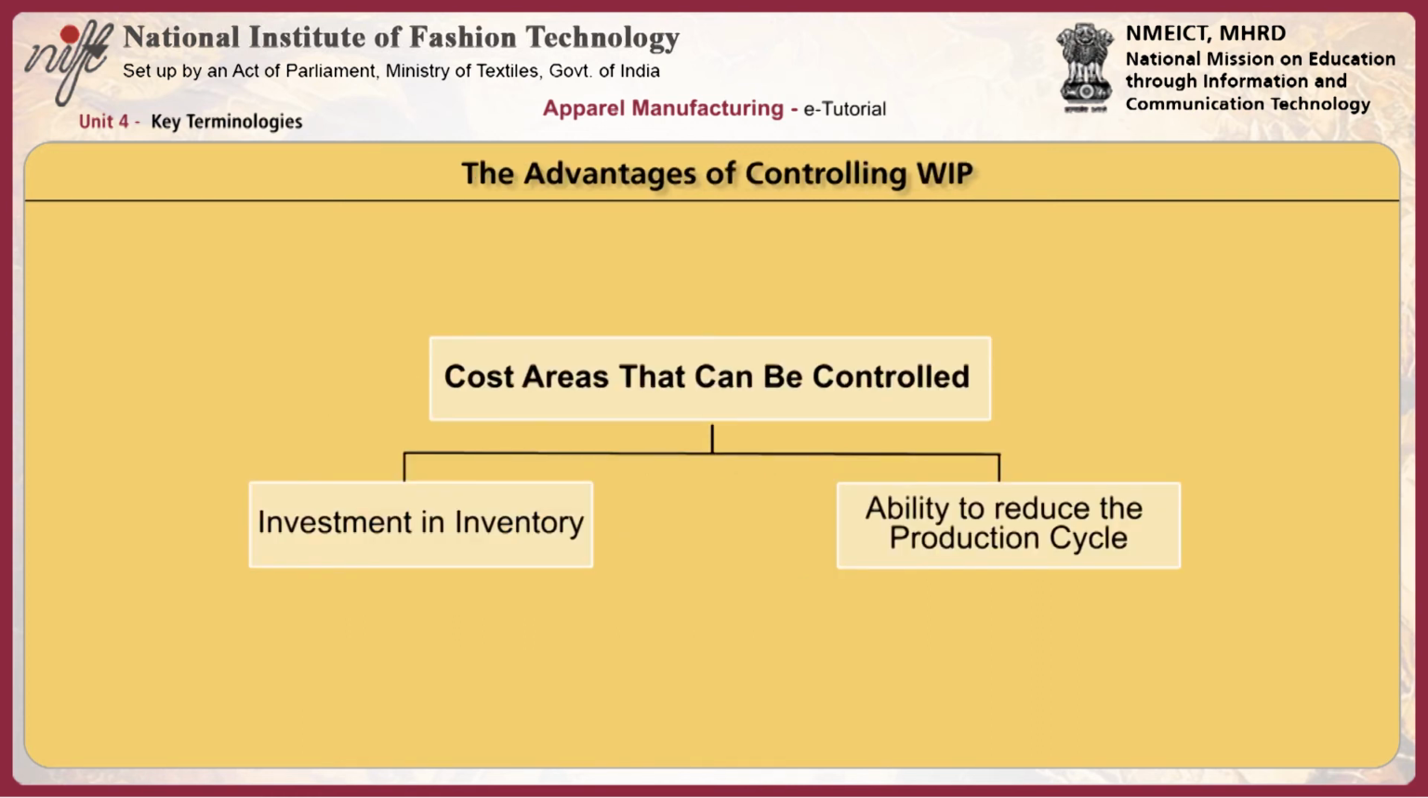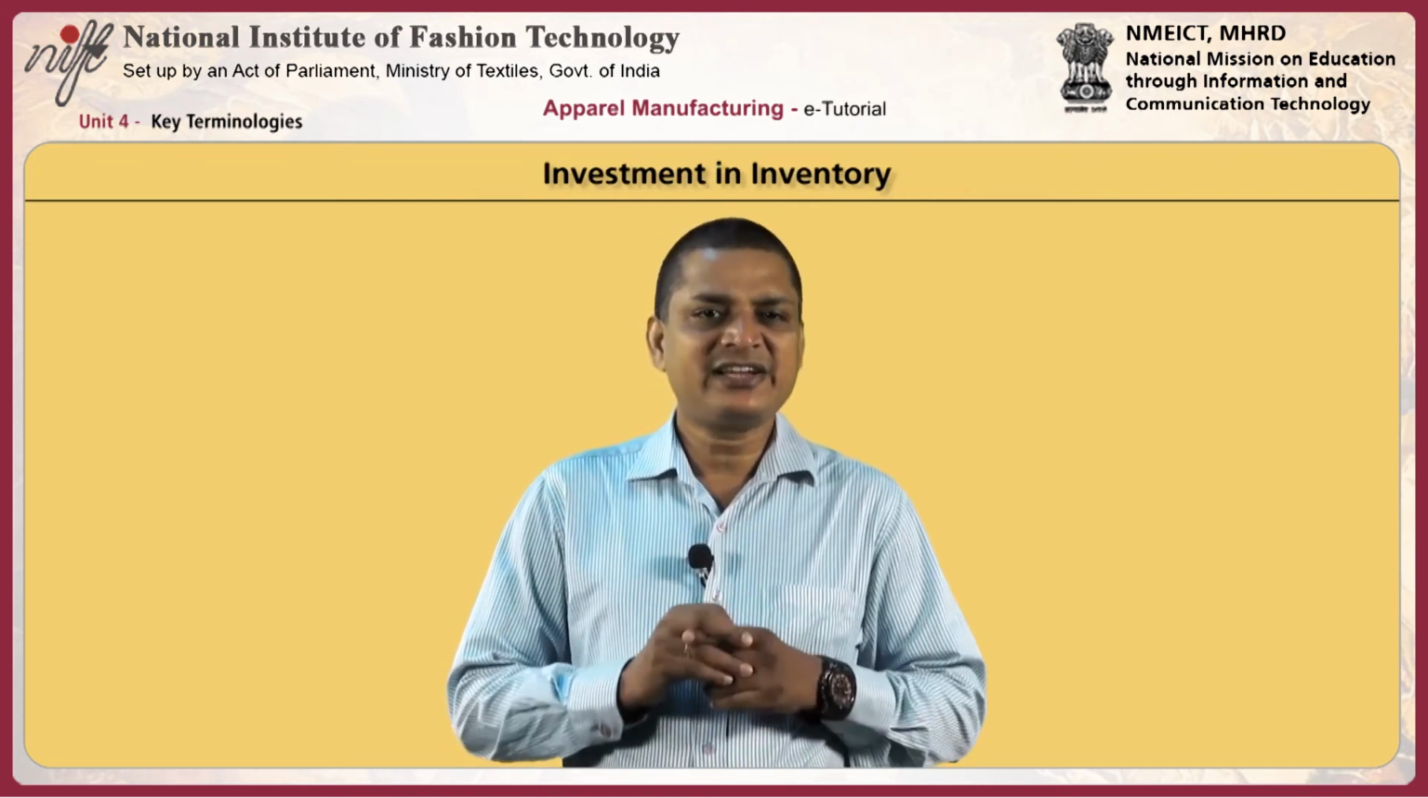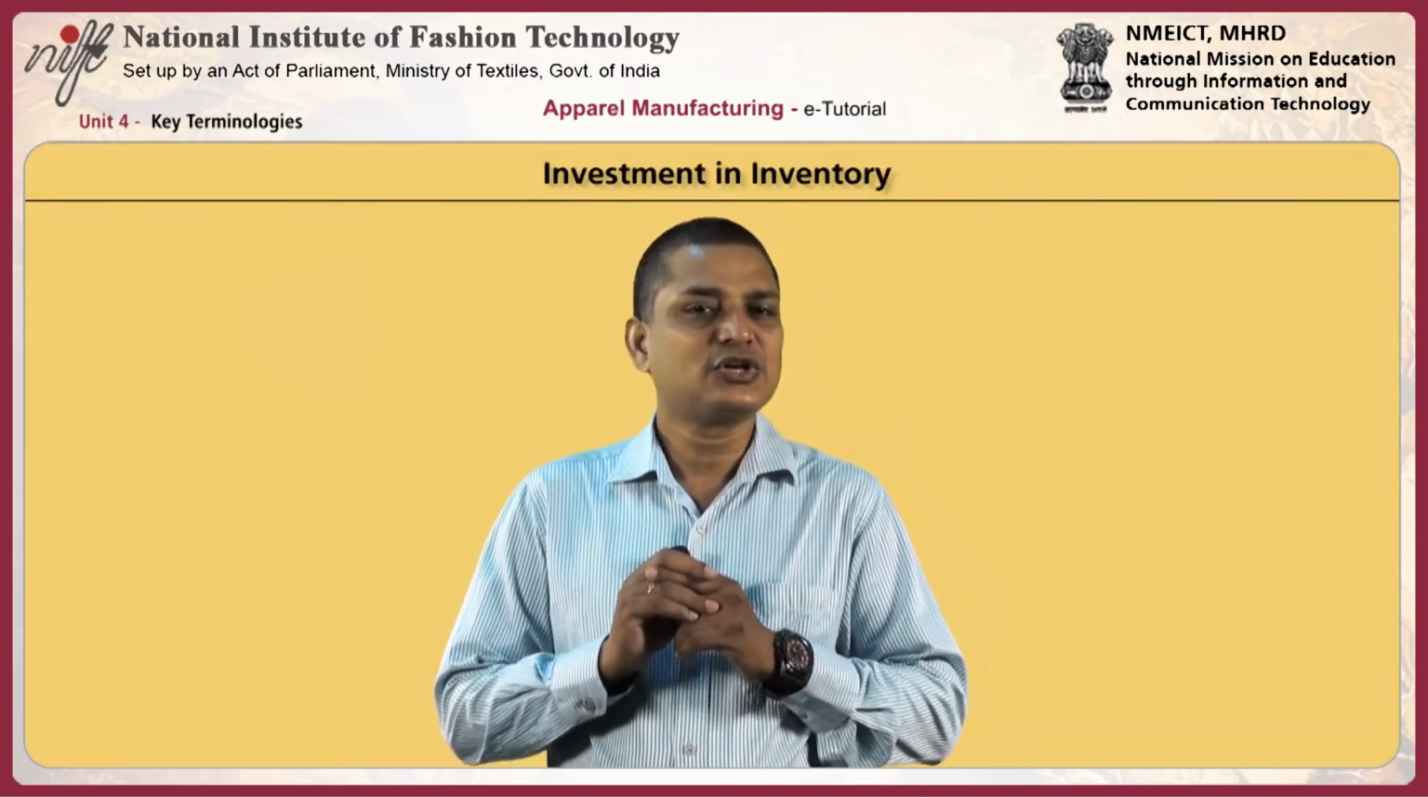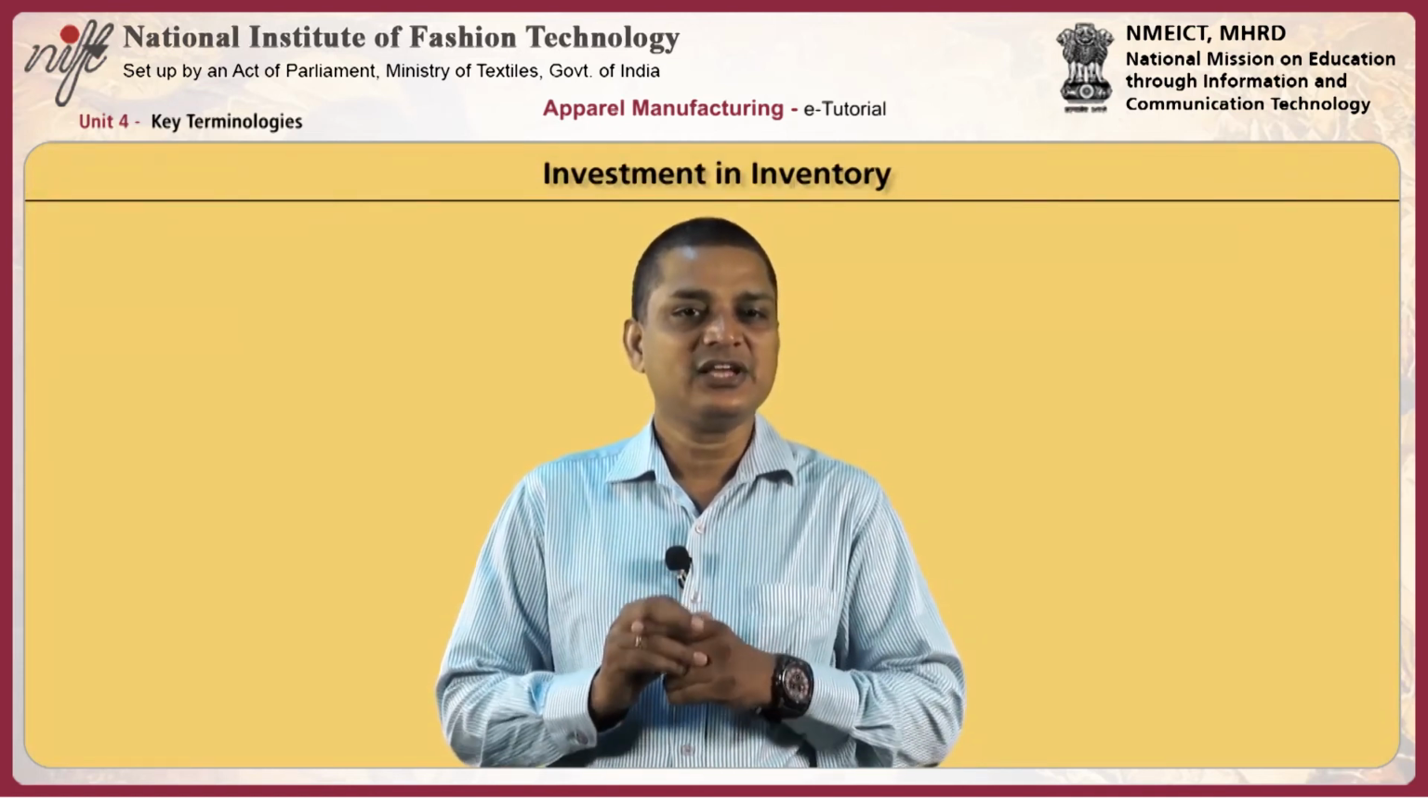There are two cost areas that can be reduced if work in progress is controlled. That is investment in inventory. Second one is the ability to reduce the production cycle. Inventory is money invested in raw materials. When we don't move the goods through the plant quickly, we are affecting cash flow directly.